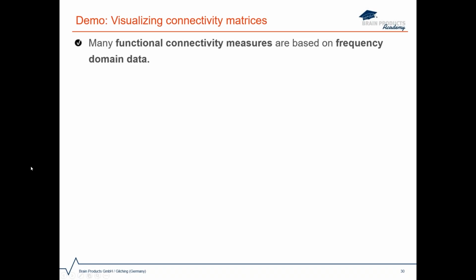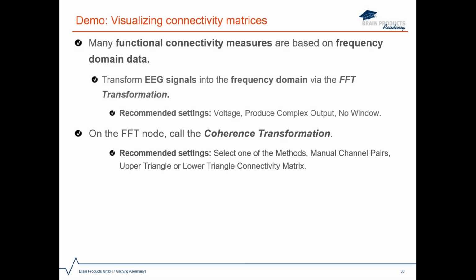Many functional connectivity measures are based on frequency domain data. To enable us to perform such connectivity analysis, we would need first to transform the time domain EEG signal into frequency domain prior to connectivity matrices computation. For example, this can be done in Analyzer by using the FFT and coherence transformations with the following recommended settings. Now let's switch to Analyzer.